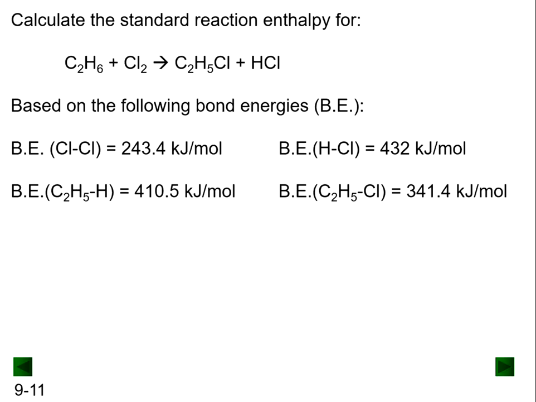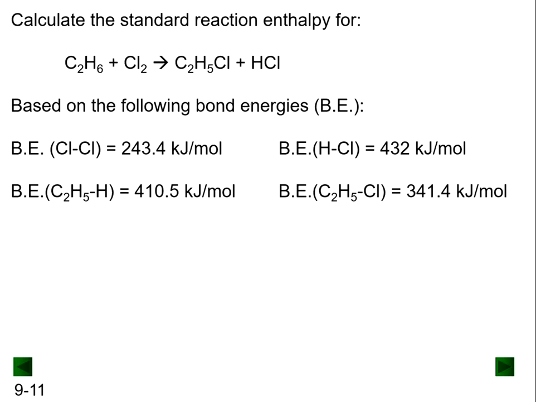So this is a real problem here, where we can calculate the correct value for the standard reaction enthalpy. So we're looking at the reaction between C2H6, which is ethane, plus chlorine, going to C2H5Cl, which is ethyl chloride, plus HCl, hydrogen chloride. So we'll base this on the following measured bond energy values.